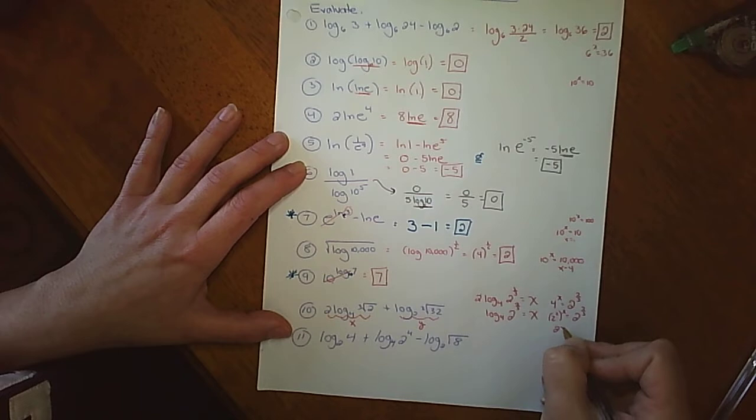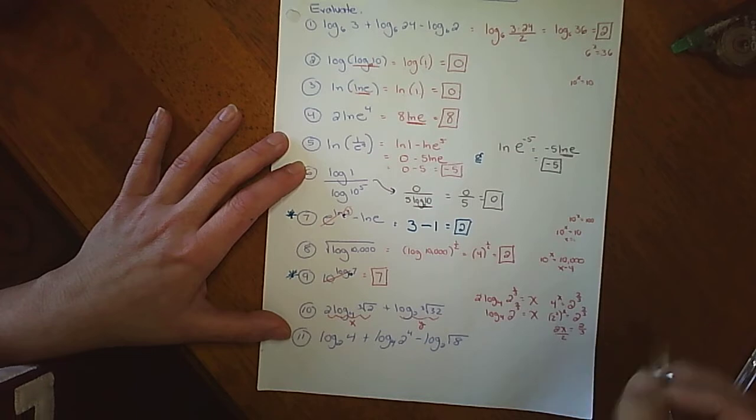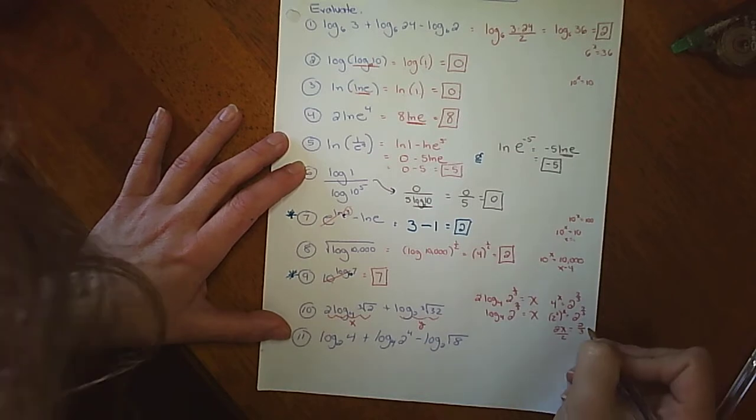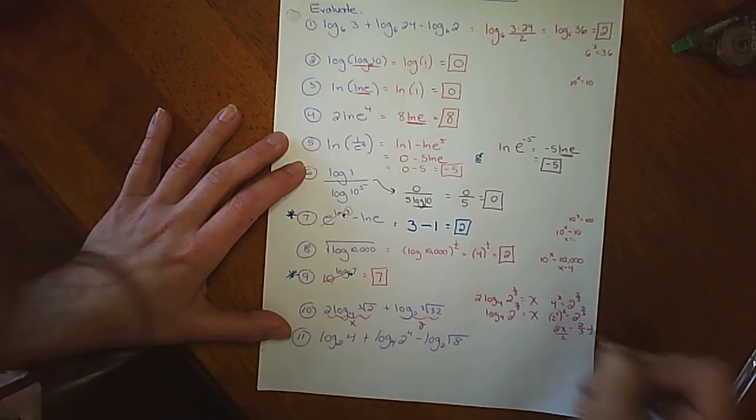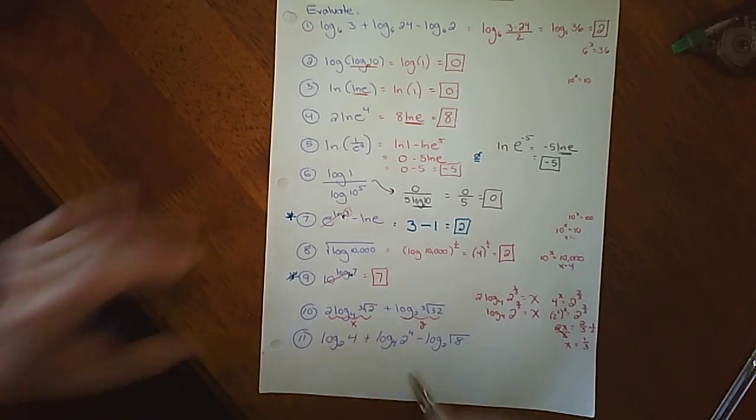So I get 2x equals 2/3, right? I'm going to divide by 2, which is the same thing as multiplying by 1/2. So x equals 1/3. All right, so now I know x is 1/3.